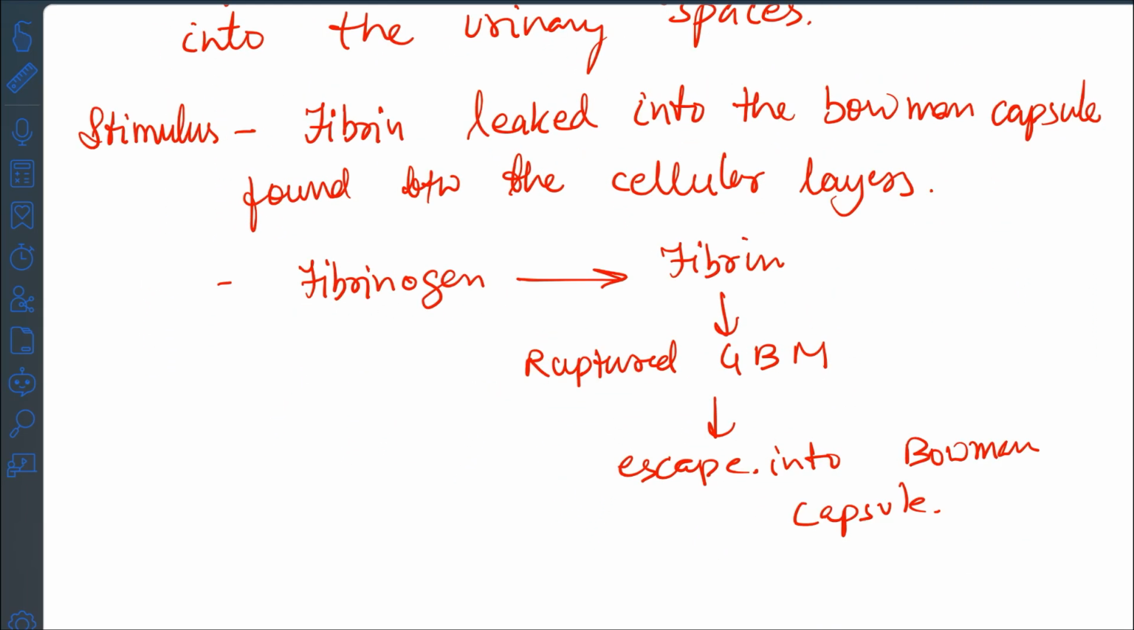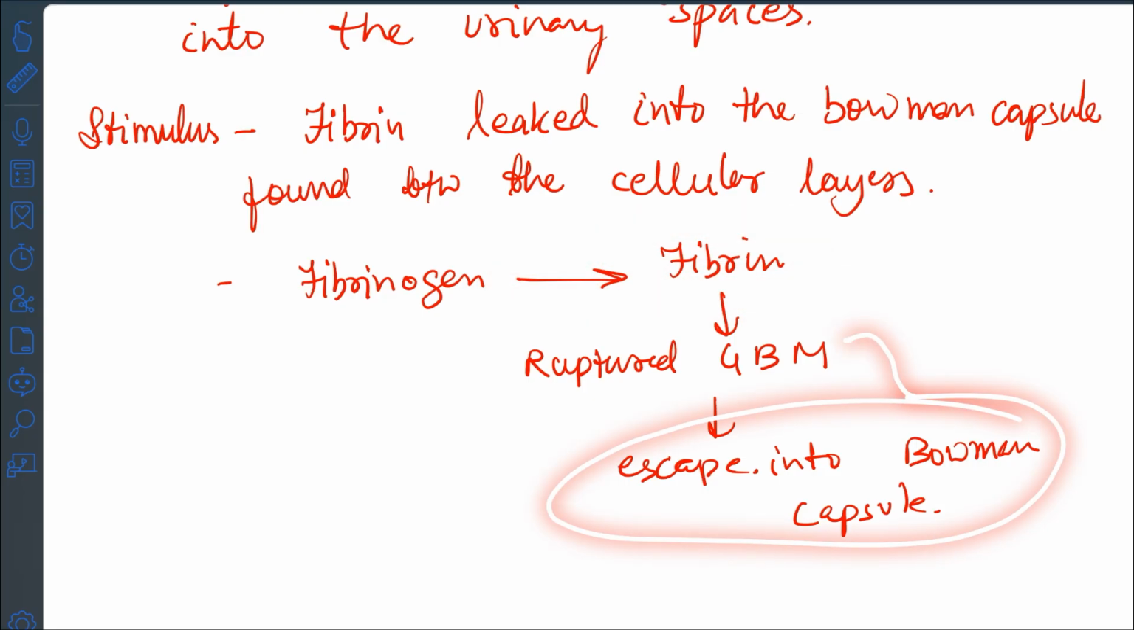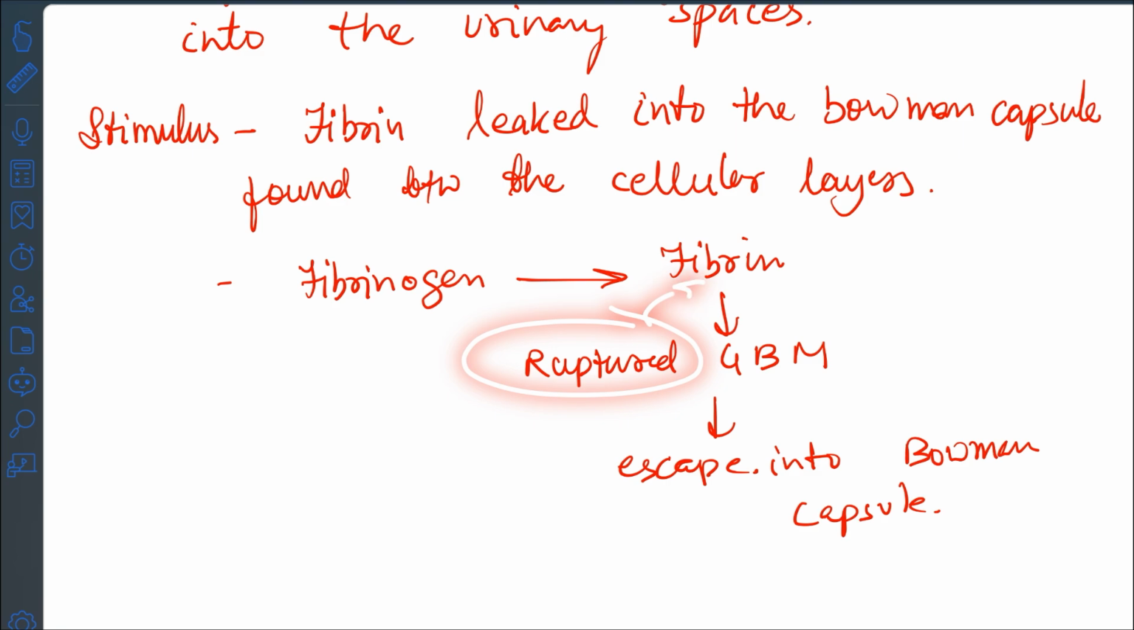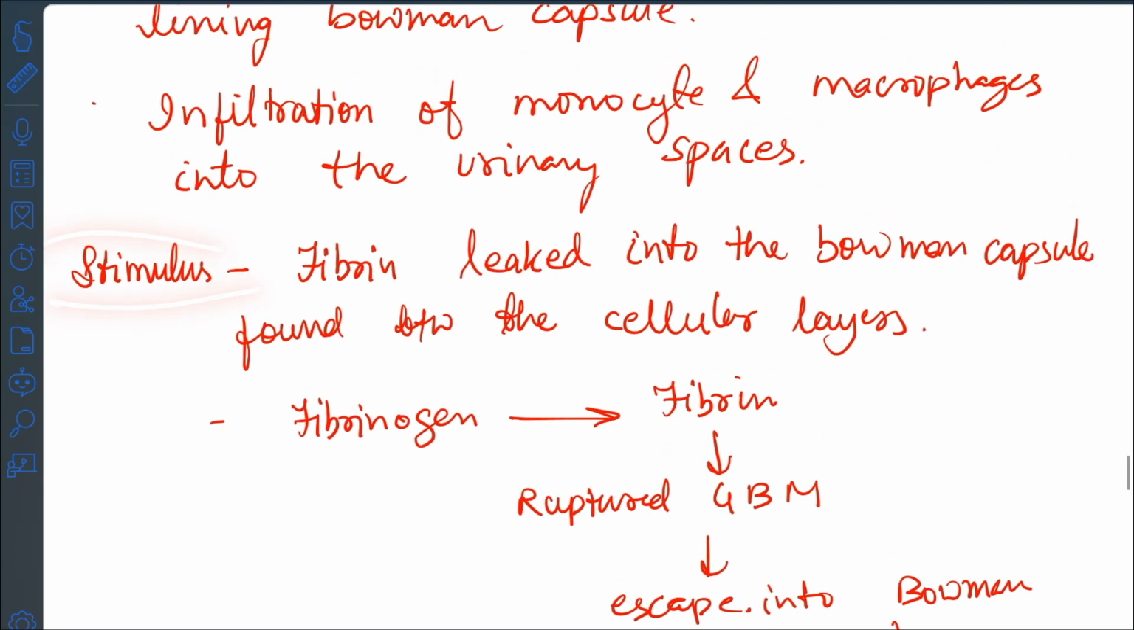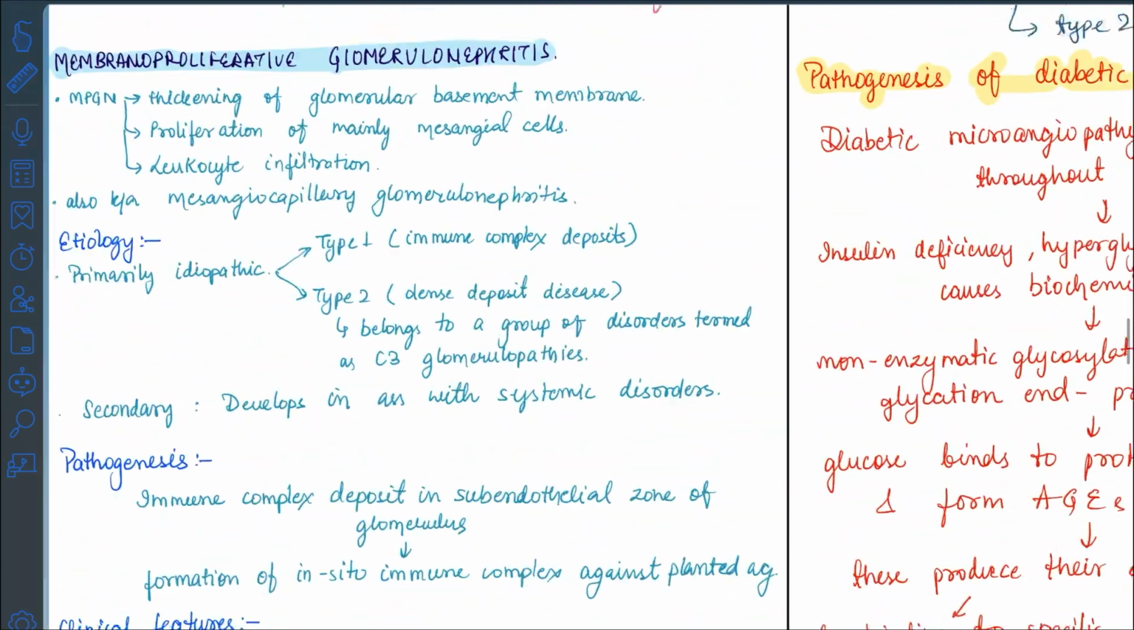So what is actually the stimulus of crescent formation? The fibrinogen which are found in the glomerular basement membrane, they get converted into the fibrin, and these fibrin they escape into the Bowman's capsule. Okay, obviously this glomerular basement membrane is already ruptured. ये allow करता है easy passage of fibrin. अब ये fibrin escape करके Bowman's capsule में आ चुका है, which is not normally found in Bowman's capsule. It can stimulate the formation of crescent.